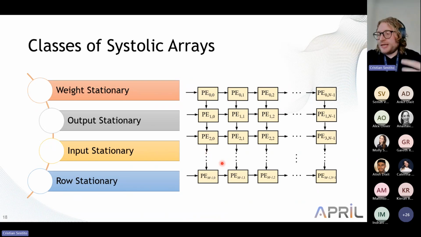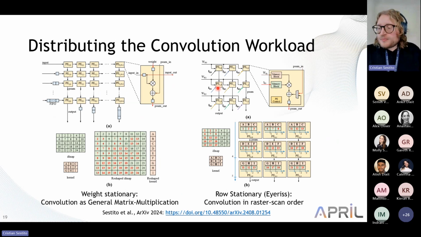For example, in the weight stationary systolic array, while the weights are fixed, the other data moves, so the input activation and the partial sum may move using different orientations. Now, how is a convolution actually distributed at the systolic array level? Basically, there are two types of approaches.